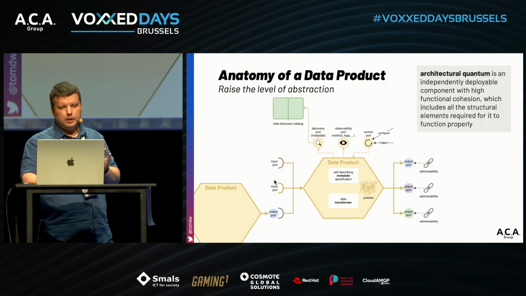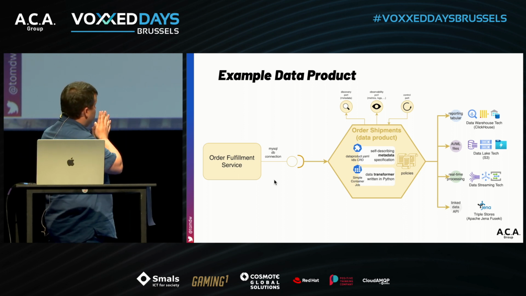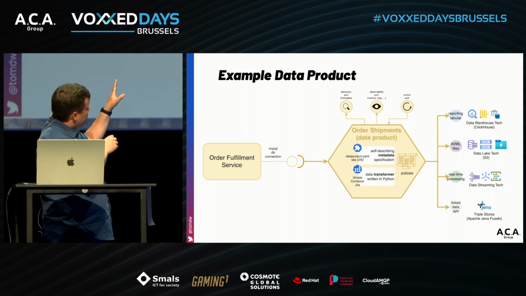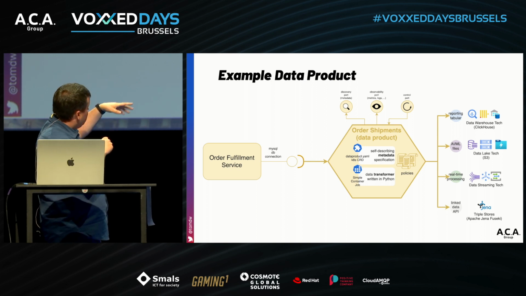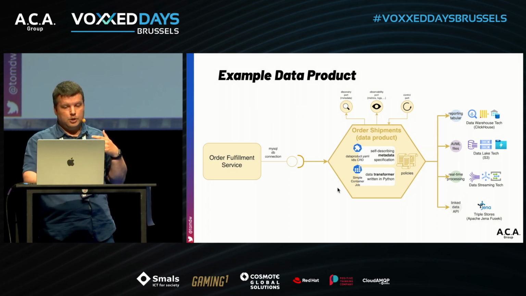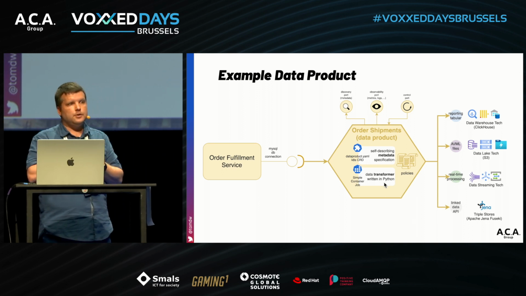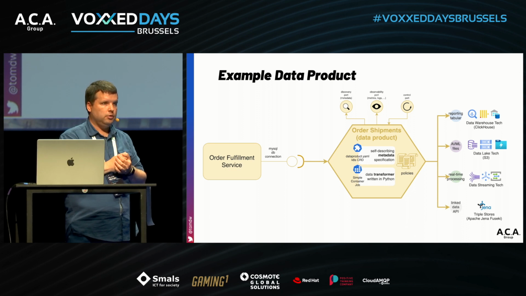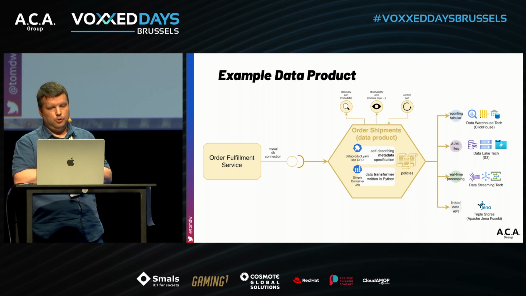Okay, how can we build this abstraction? First, an example maybe. So this is the data product about order shipments, which connects to the order fulfillment service, for example, through a MySQL database connection, and which will contain a simple data transformer written in Python, which runs as, for example, a simple container job. That could be the simplest possible transformation technology that you use. Of course, the metadata, which we'll come back to later, and then the different types of output ports.